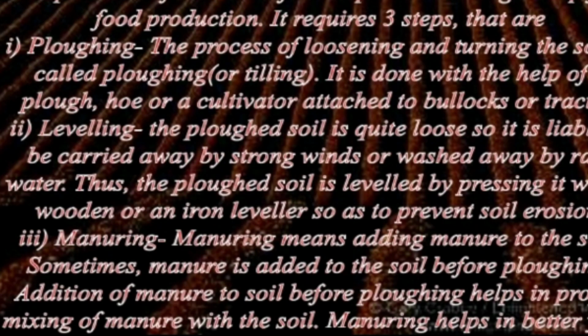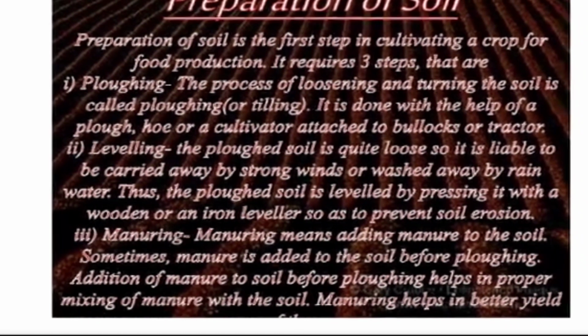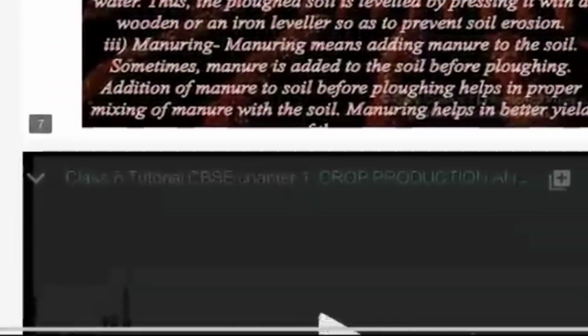So soil erosion can happen, right? Thus the ploughed soil is leveled by pressing it with a wooden or an iron leveler so as to prevent soil erosion. Third is manuring. Manuring means adding manure to the soil. Sometimes manure is added to the soil before ploughing. Addition of manure to the soil before ploughing helps in proper mixing of manure with the soil. Manure helps in better yield and the crop will grow really well.